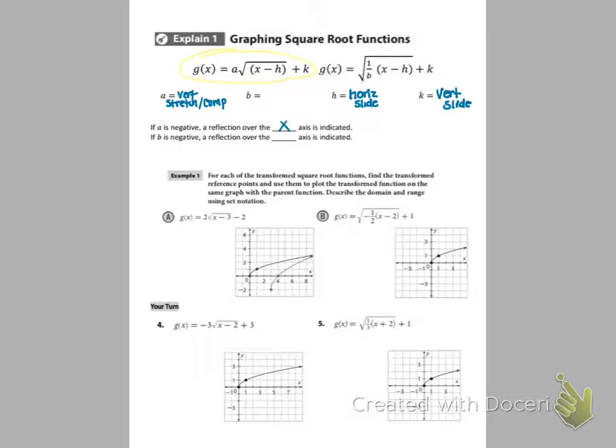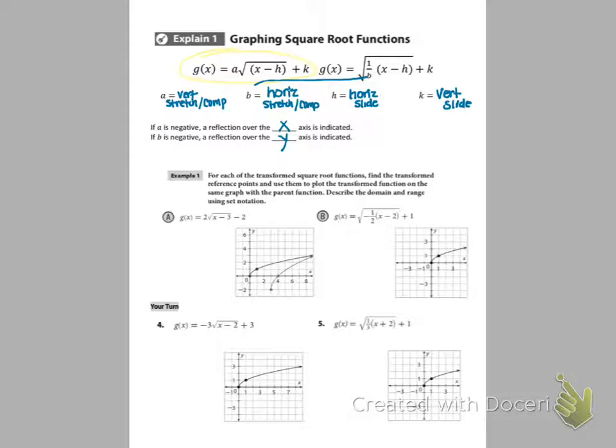Now the B is going to describe the horizontal stretch or compression, with a negative B indicating a reflection over the y-axis. So these are all very consistent with the things that we've learned about transformation in the past, studying other families of functions. So taking a look at the first example, it says for each of the transformed square root functions, find the transformed reference points and use them to plot the transformation function on the same graph with the parent function. Describe the domain and the range using set notation.